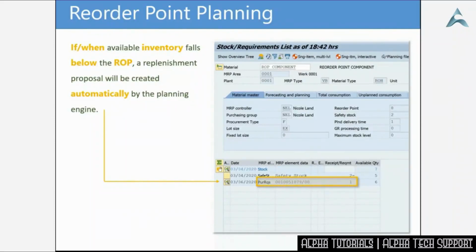And again, safety stock is not the same as reorder point. You can see in this example, the reorder point is 8 eaches and the safety stock is 2 eaches. The safety stock is there to ensure availability of the material during the procurement lead time required to replenish this material back up to the reorder point quantity.